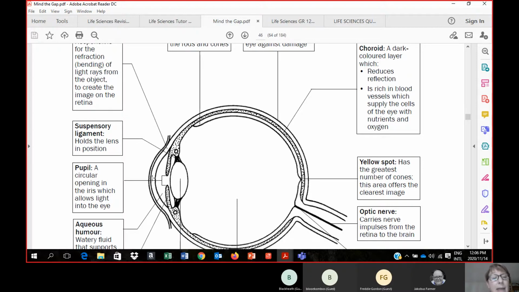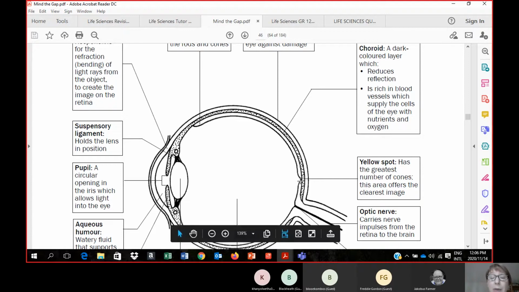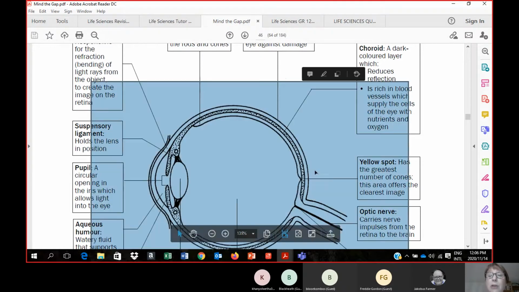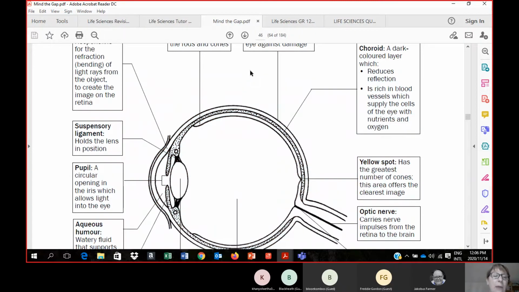And then secondly, it refracts the light rays. So refraction means that the light rays, instead of traveling straight through, are going to be bent slightly. And this is important because your light rays need to be focused on this part over here. This is the yellow spot. So we want the light rays to fall on the retina of the eye, particularly on the yellow spot, because otherwise you're going to see a very blurred image. Now the cornea plays a role in bending or refracting the light rays.